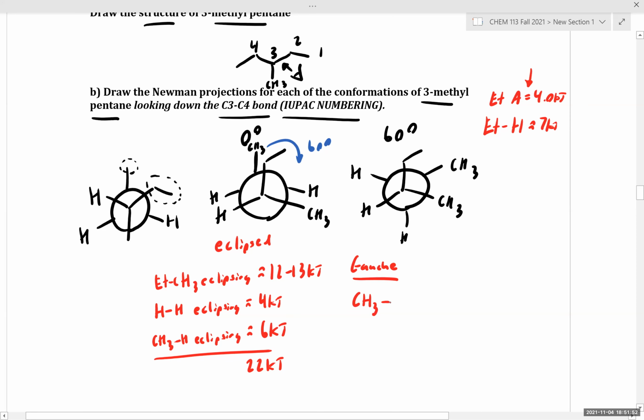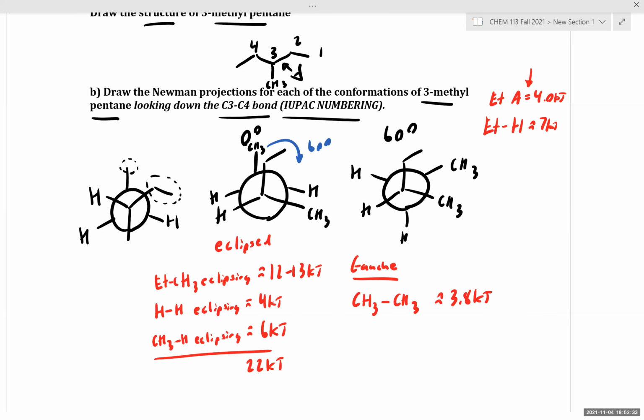We have a methyl-methyl. Yep, and what's the value of that? Is that 8? A methyl-methyl gauche interaction is about 3.8. Okay, I was thinking of eclipsing, so I need to remember gauche is lower. Yeah, and methyl-methyl eclipsing is 11, just for reference. These A values are going to be tricky on this exam for sure. You don't need to have the A values exactly, but your estimation should be reasonable based on the steric bulk of each substituent. Does that make sense? Yes.